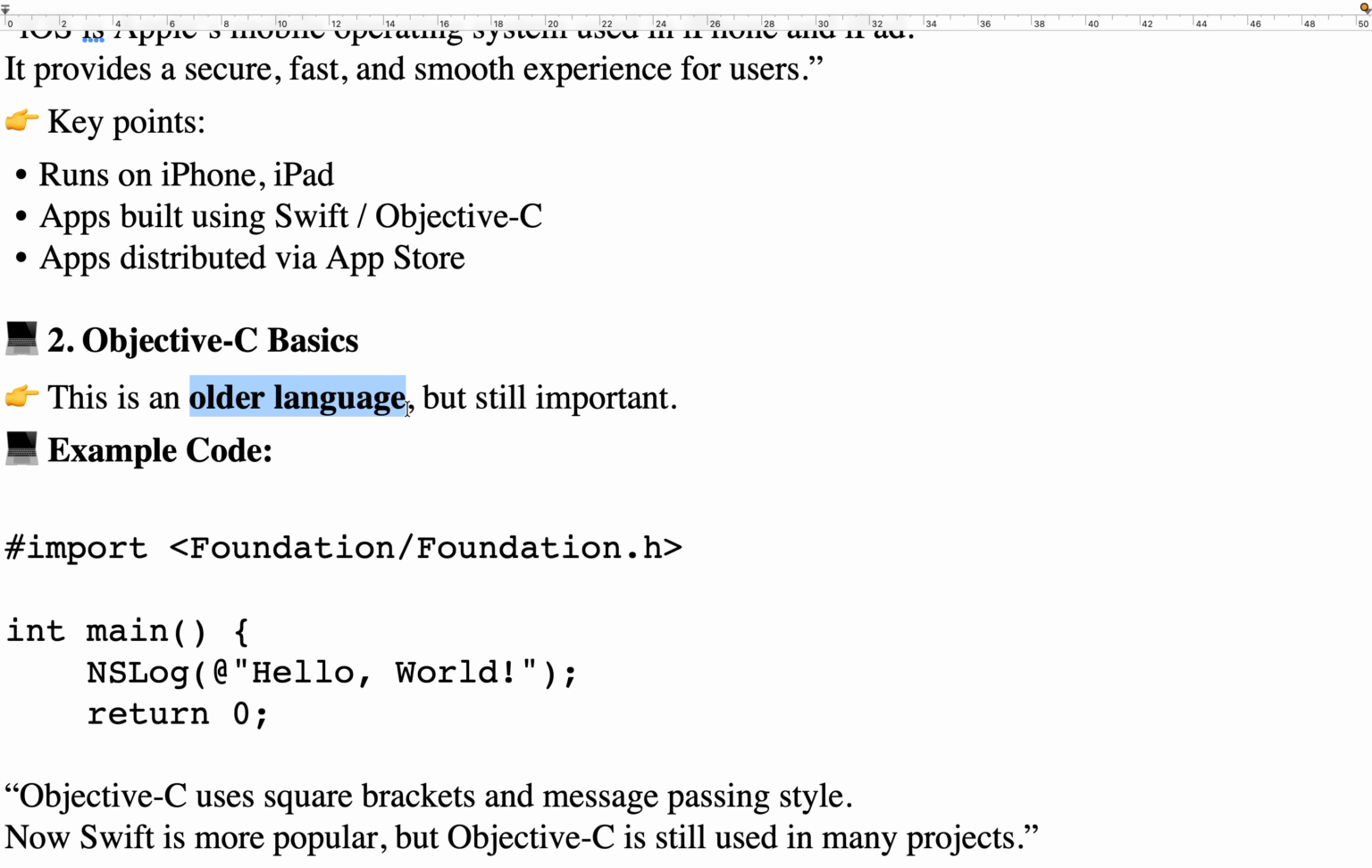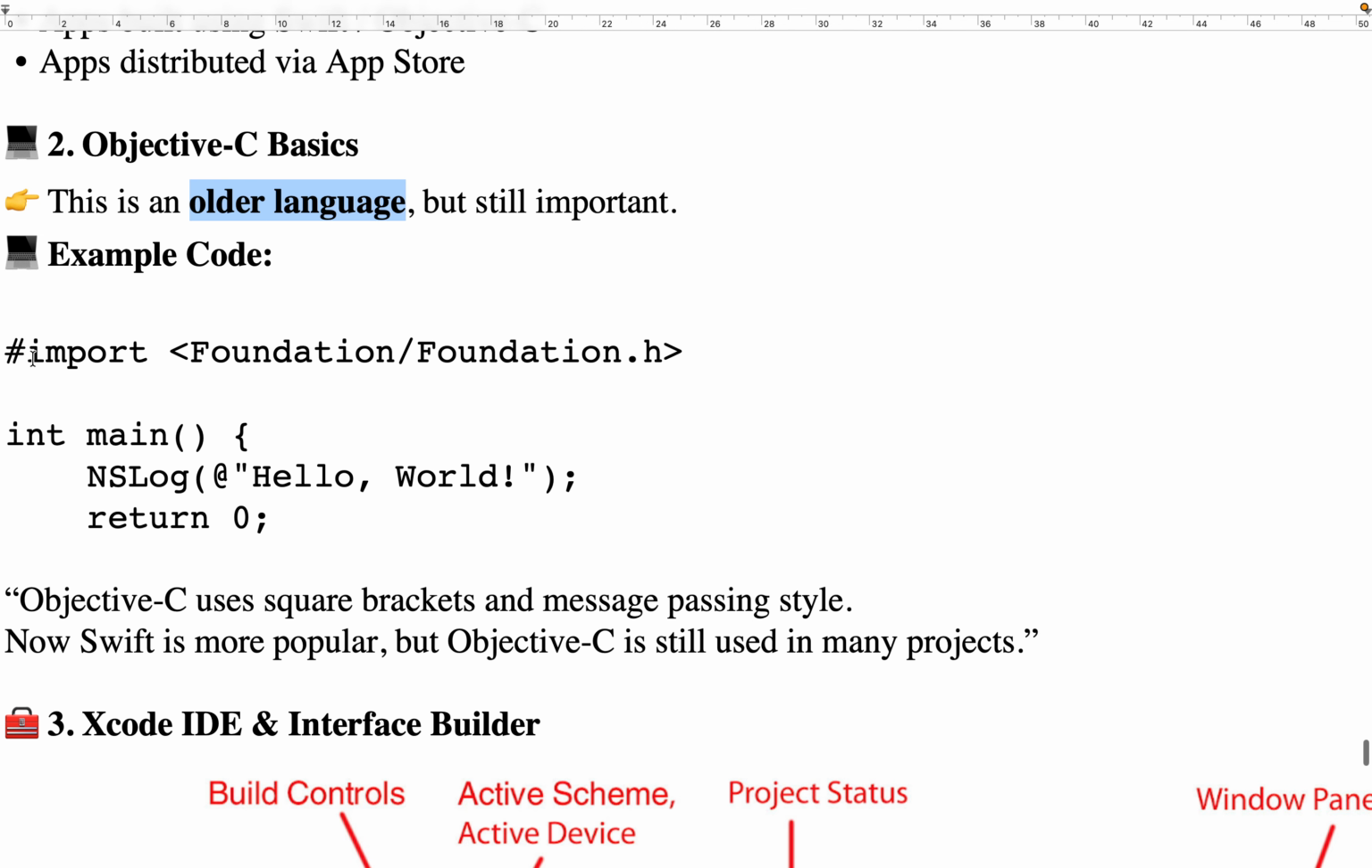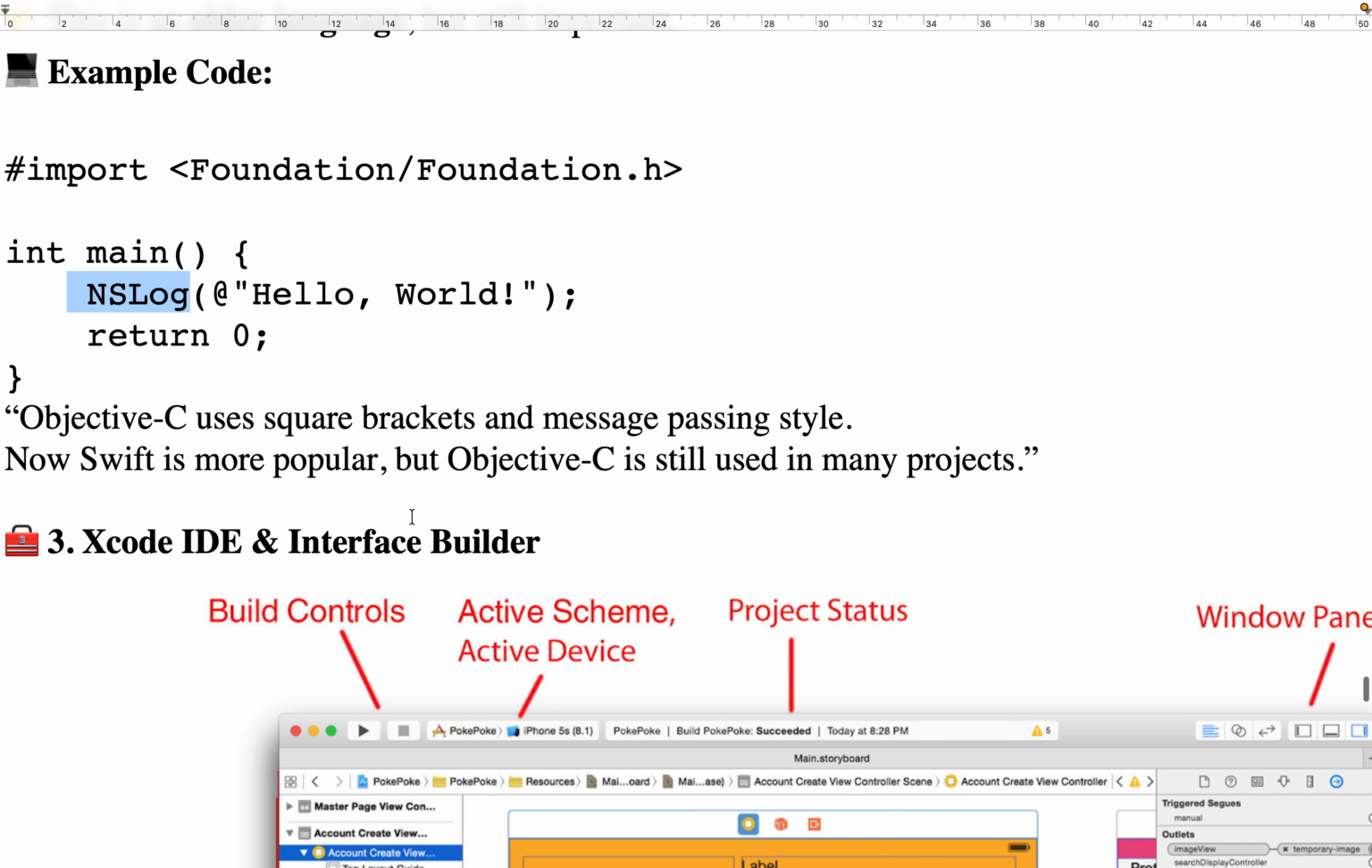Okay. In the example code, Objective-C needs curly braces, open and close, and we have some NSLogs and message-passing styles. Swift is more popular nowadays, but Objective-C is still used in many projects.